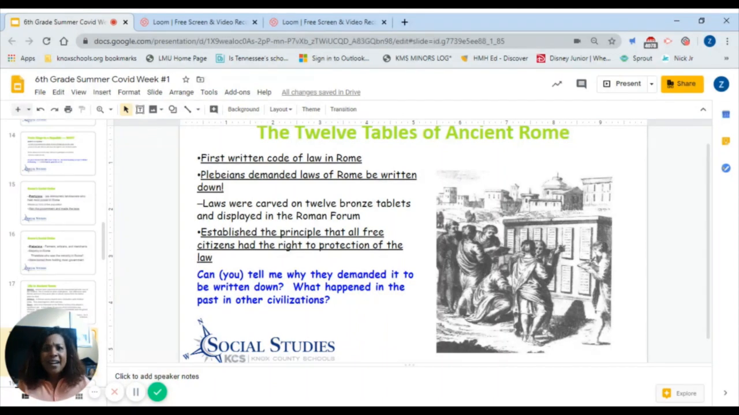But the downside of that brilliant idea way back when was that only the top part of the social order, the social class, could read. So they were the only ones that knew what law people were breaking and what would happen if you broke the law. So next, as time moved on, we had another law code that was presented.